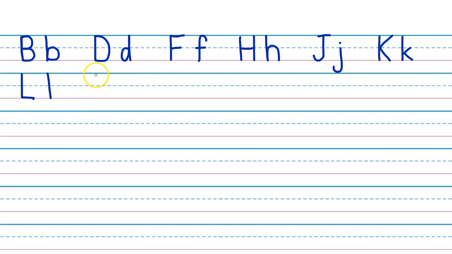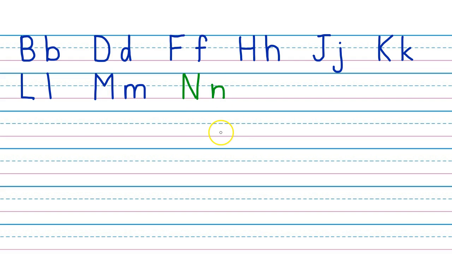We learned about the M that says M. Here is a capital M that says M. And a lowercase M that says M. And today, our letter is the N that says N. As a capital letter, it looks like this. And as a lowercase letter, it looks like this.